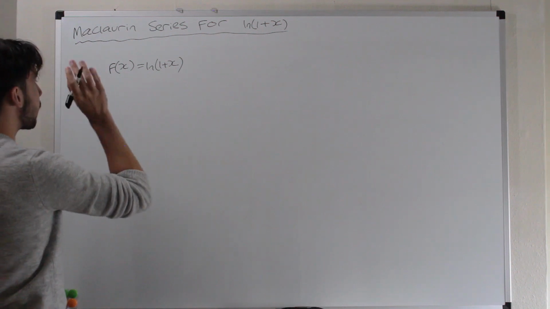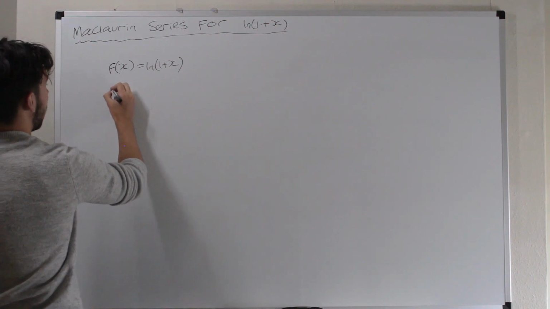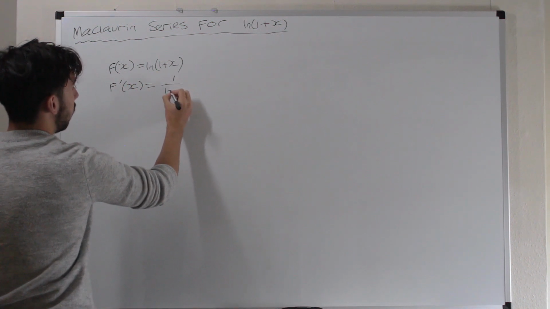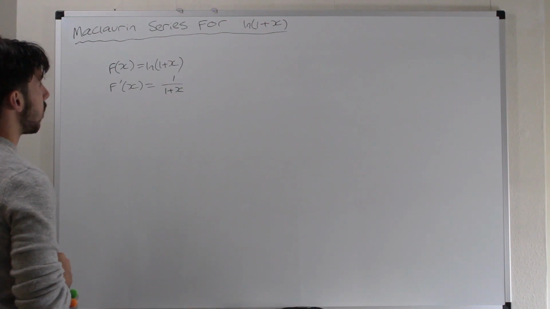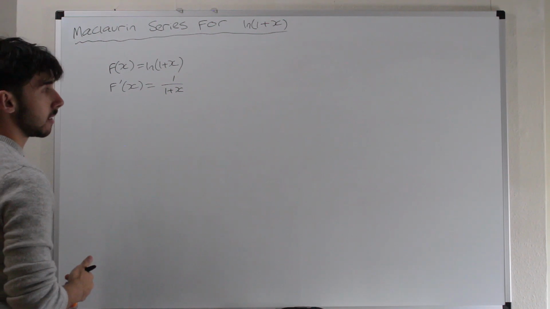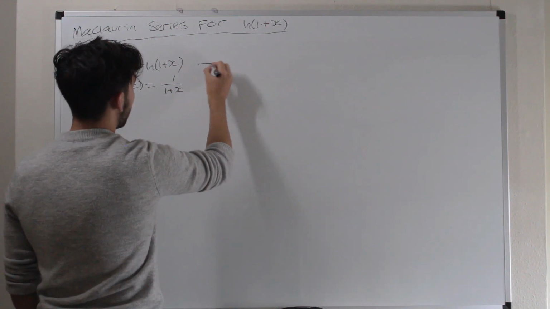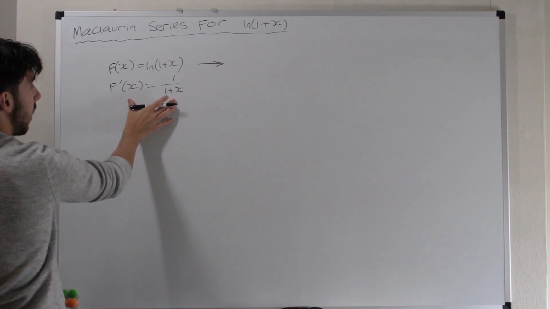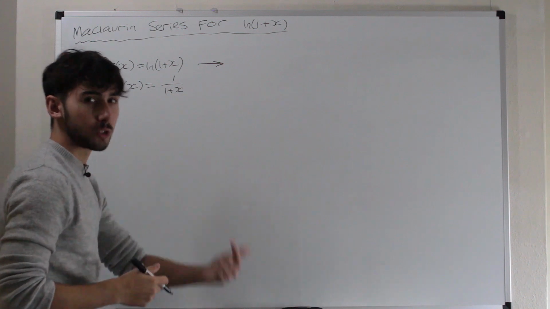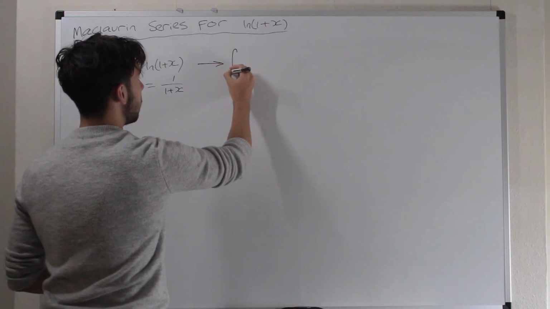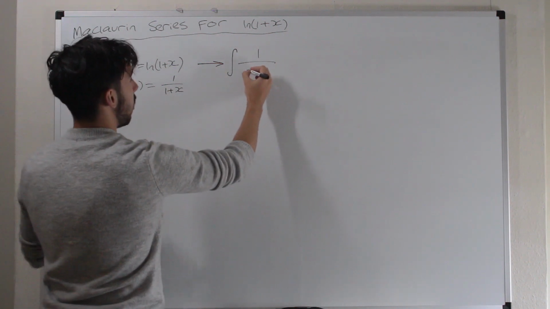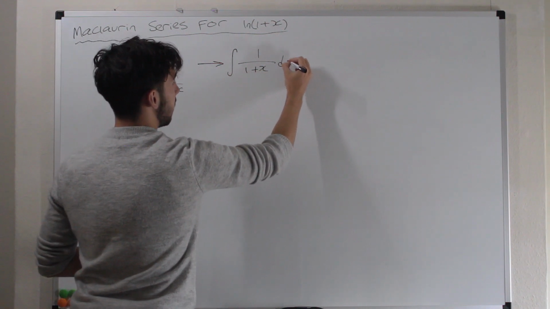So first of all, we will differentiate the natural log of 1 plus x. The derivative of the natural log of 1 plus x is 1 over 1 plus x, isn't it? Just because of the chain rule. You can verify that for yourself if you'd like. Now, instead of differentiating again and again, I'm actually going to rewrite the original f of x as the integral of its derivative, and you'll see why. So this is f of x, not the derivative, but the integral of the derivative: the integral of 1 over 1 plus x dx.